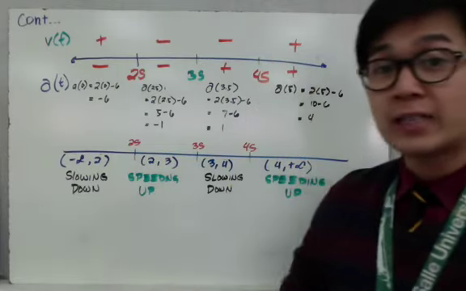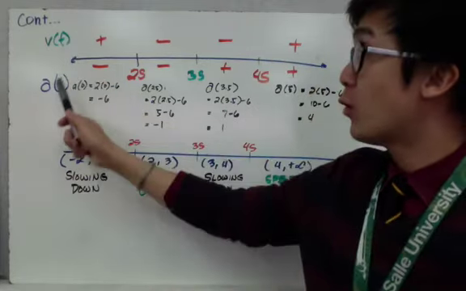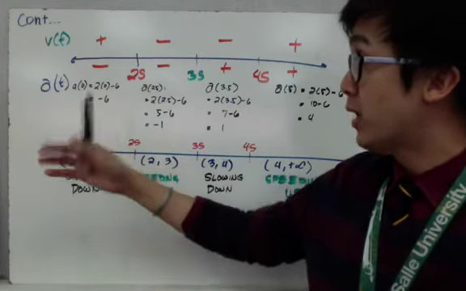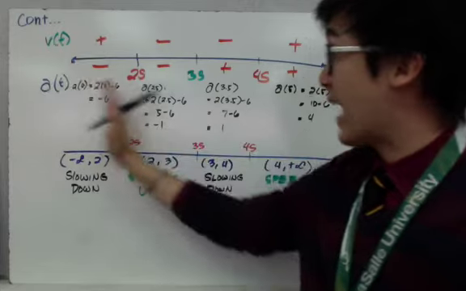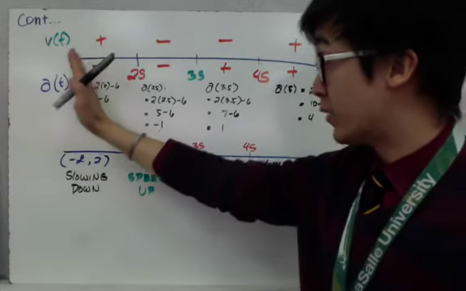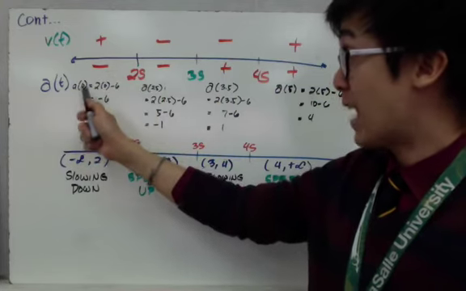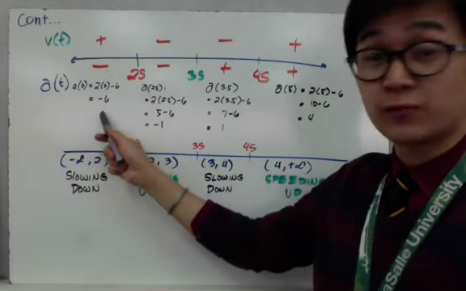And just like what I did for velocity, I'm going to use my acceleration function and choose a number that is included in our interval. So for the first interval, I chose 0 because it's lower than 2. And after using 0, I have a negative 6 for my result.